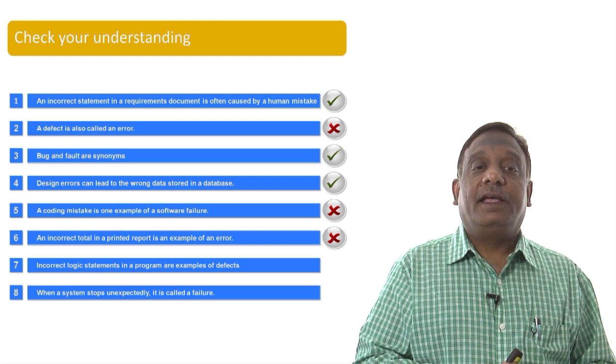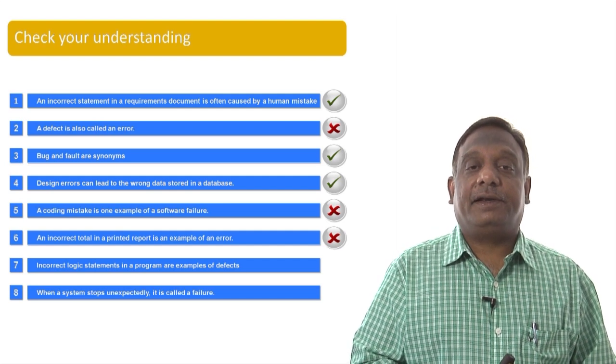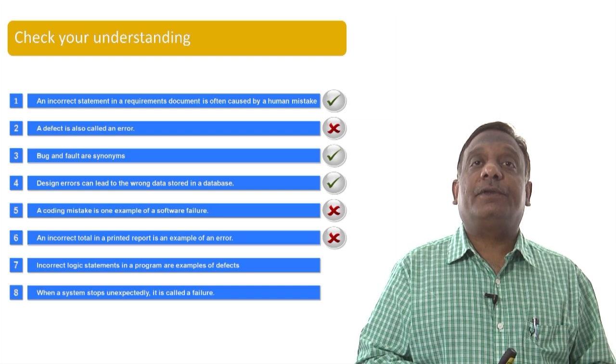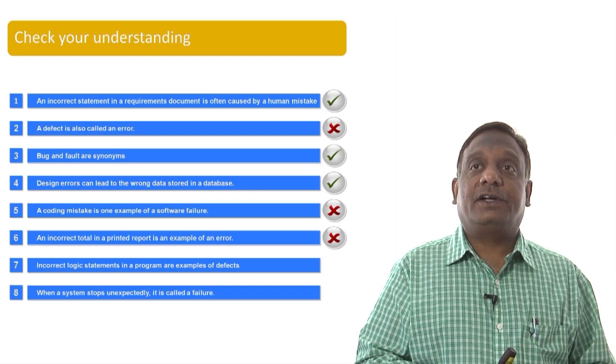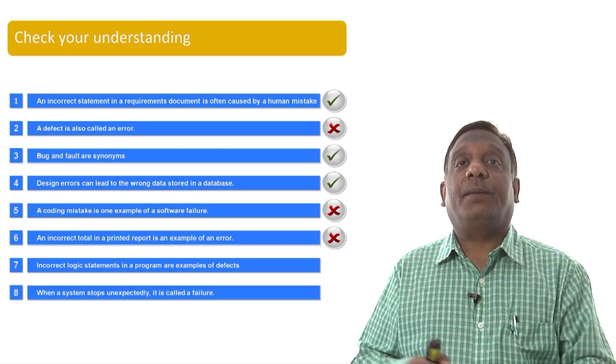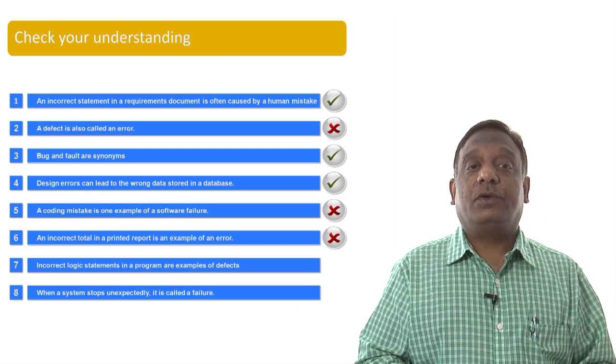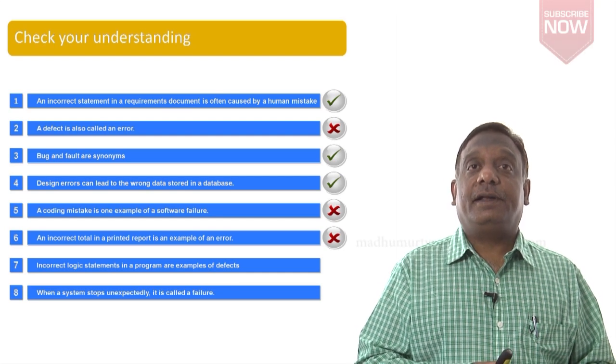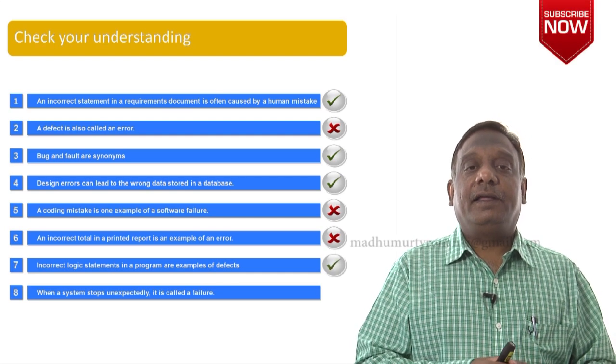The seventh one is: incorrect logic statements in a program are examples of defects. Instead of greater than, where the program should have greater than, the program has less than. So the incorrect logic statement is a flaw in the software.